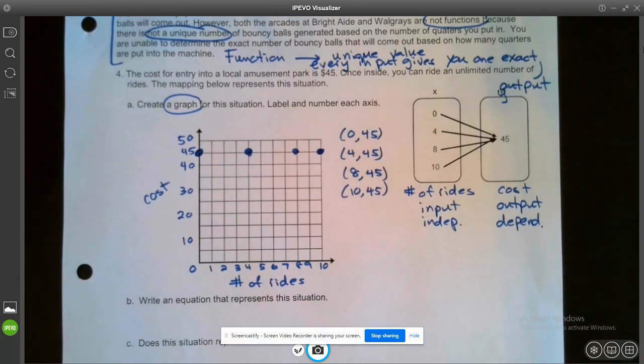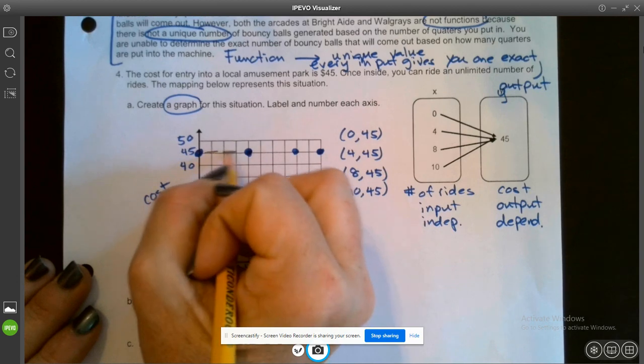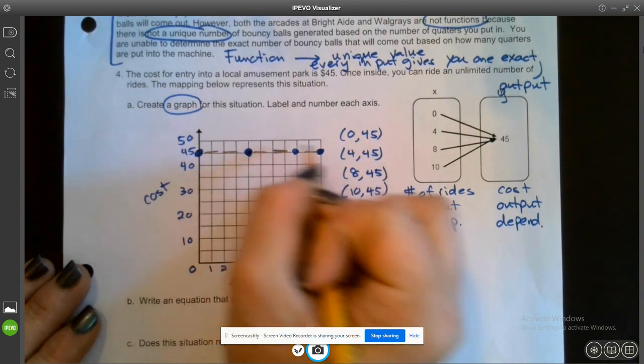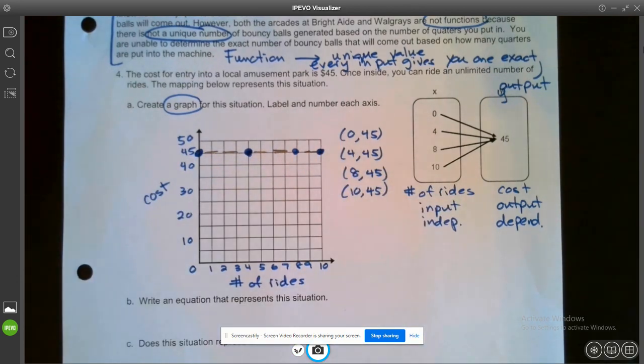Now, should I connect them? Should I not? Number of rides can't be a fractional value. Money in this case can, but not the rides. So I'll just leave it as that. I won't connect them. But write an equation that represents the situation. Actually, maybe just for fun, I'll put a dashed line so we can see what type of line this is. What is it?